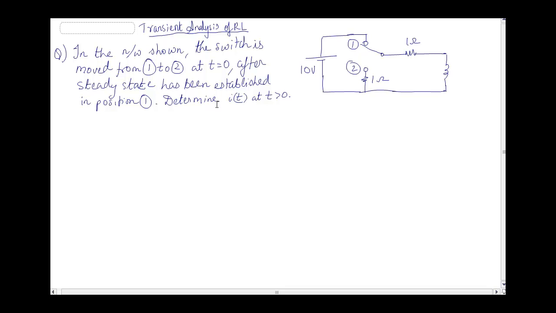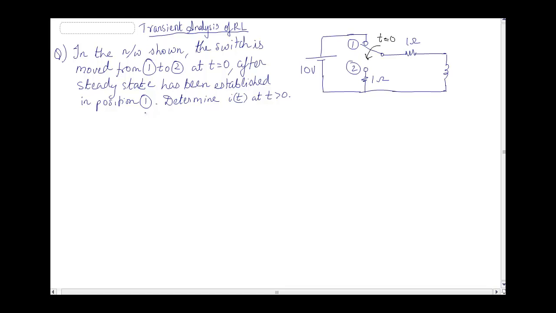Now let's read the question and understand what the question is. In the network shown, the switch is moved from 1 to 2 at t is equal to 0. So at t is equal to 0, the switch moves from position 1 to 2. Before that, what was the condition? After steady state has been established in position 1. That means when the switch was in position 1, the steady state had been established. That means it had been connected to position 1 for a long time.